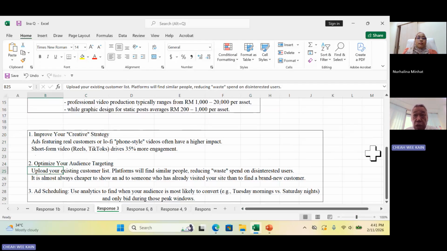You can do a pie chart. How many are female, how many are male? Or what is the age group? Don't talk about income. In the advertisement, never talk about your customer income.